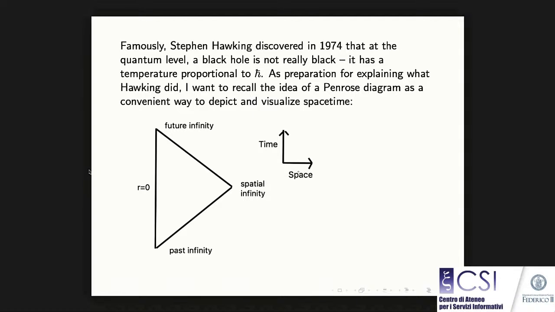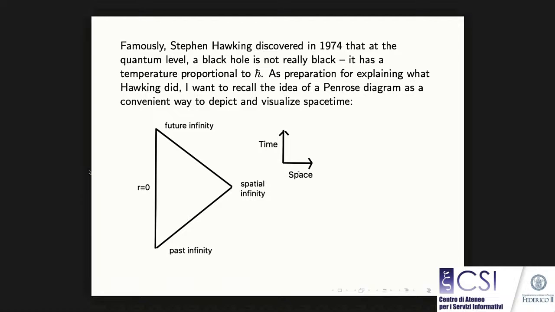So first, in drawing a Penrose diagram, it's usually assumed that the geometry of interest is spherically symmetric. And then the azimuthal angles are suppressed. So only two variables are drawn: the time, which is plotted vertically, and a spatial coordinate, which you can think of as the radius, is plotted horizontally.